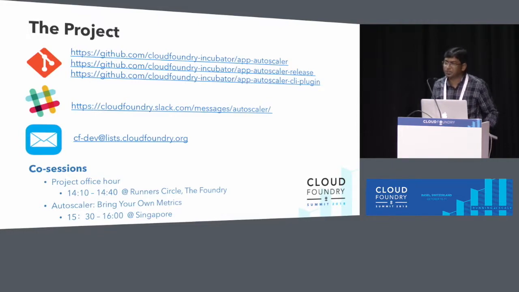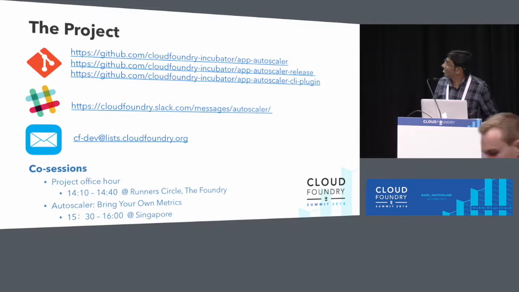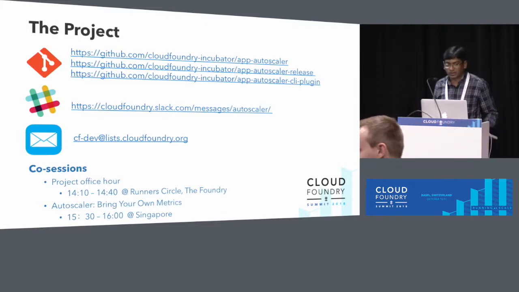From the project perspective, we have three different repositories. One is for the core project, which is App-AutoScaler. As AutoScaler is deployed as a BOSH release, we have a different repository for this. And we also have a CLI plugin to handle different AutoScaler operations, so we have a different repository for that. If you want to contact us, you can post a message on our Slack channel, or you can drop a mail in the CF dev list.